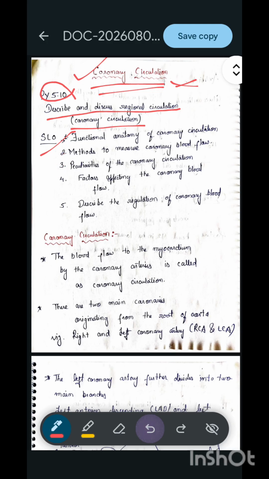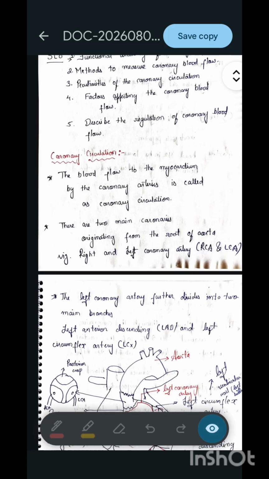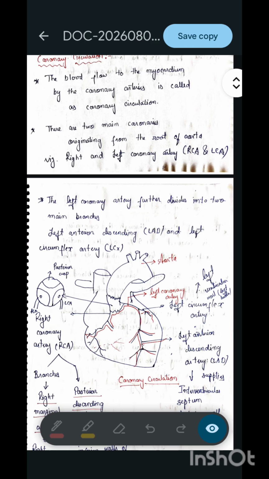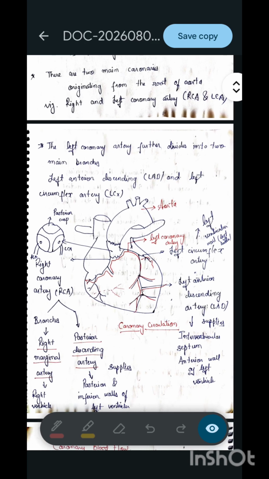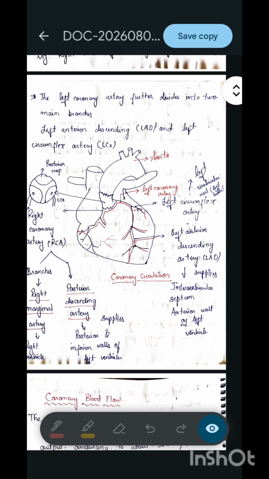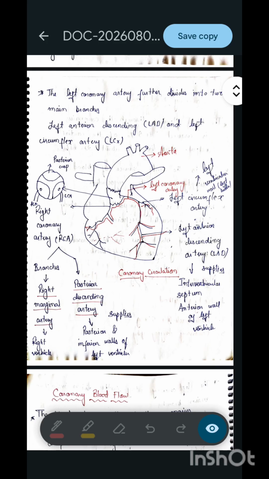One thing is clear: the musculature of the heart, or the myocardium, gets its blood supply through the right and left coronary arteries, which originate from the root of the aorta. The left coronary artery further subdivides into two main branches: the left anterior descending artery and the left circumflex artery. The left anterior descending artery is also known as the Widow's artery. It is most commonly involved; blockages most commonly take place in it.